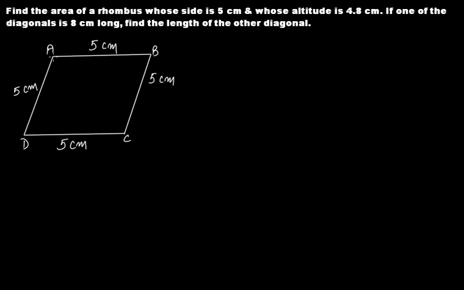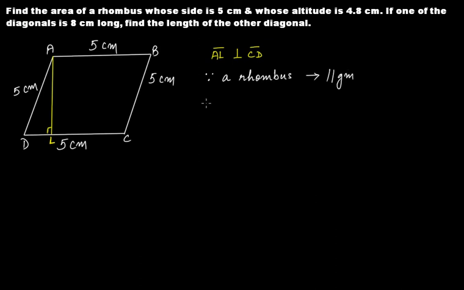Let's say that from this vertex A, we draw a perpendicular on this line segment CD. Let's call it AL. The intersection point is L. So the line segment AL is perpendicular to the line segment CD. It means that AL is the altitude in this case. Now, a rhombus is actually what? A parallelogram. Right? It's a parallelogram.